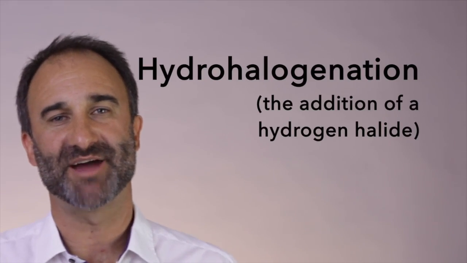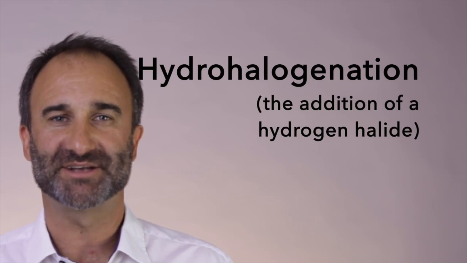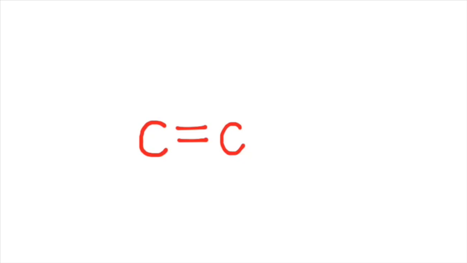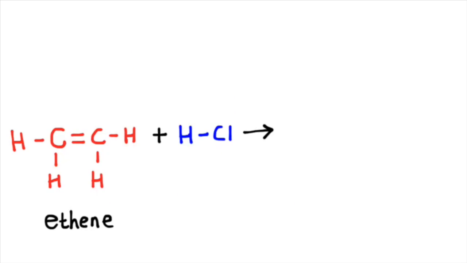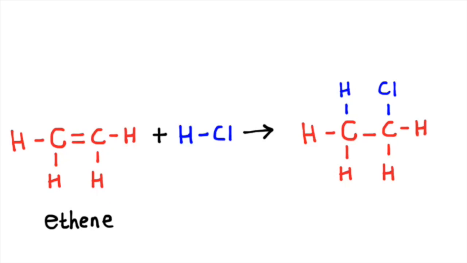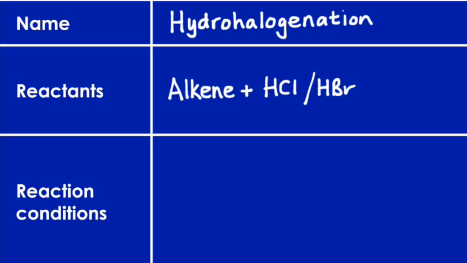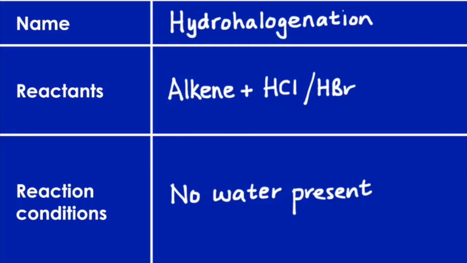Alkenes can also react with hydrogen halides, like hydrogen chloride or hydrogen bromide. Here the double bond breaks and the hydrogen atom is added on one side and the halogen is added on the other side. The reaction is called hydrohalogenation. If ethene reacts with hydrogen chloride, then the hydrogen atom attaches on the one side and the chlorine atom on the other side to form chloroethane. The only reaction condition here is that no water must be present, or else it too can react with the alkene.